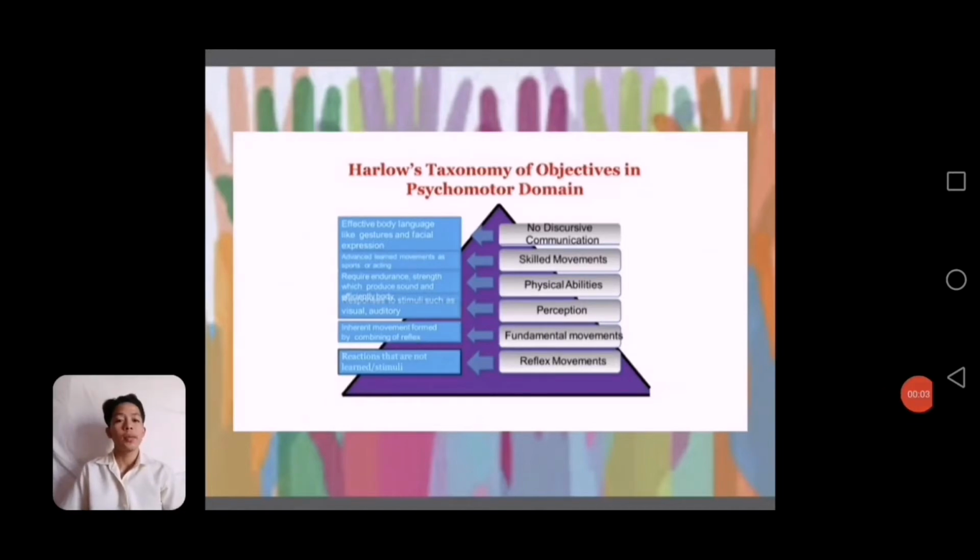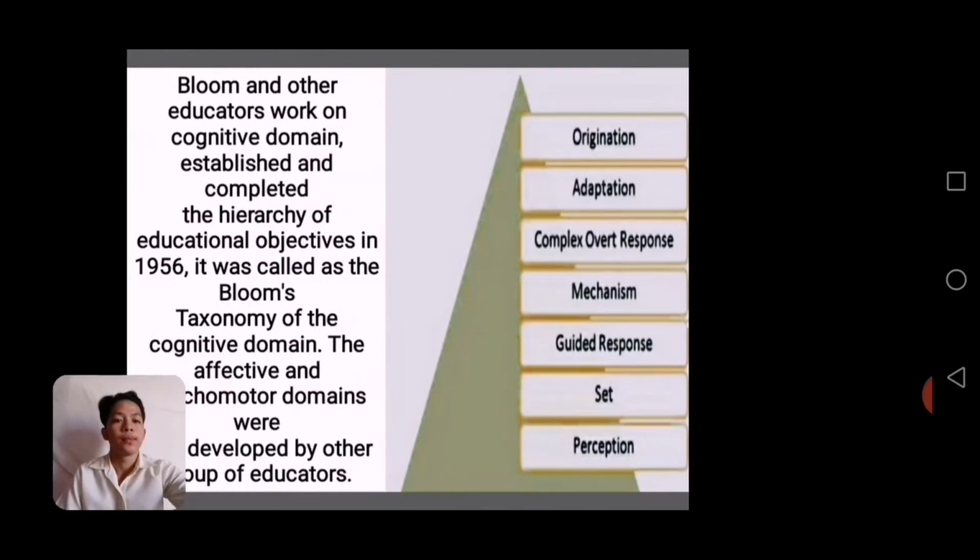Next, we have Harlow's taxonomy of objectives in psychomotor domain. The first level here is reflex movements, reactions that are not learned or stimuli. Fundamental movements, inherent movement formed by combining of reflex. Next one is perception, responses to stimuli such as visual, auditory. Next one is physical abilities, require endurance, strength, which produce sound and efficient body. Next one is skilled movements, advanced learned movement as sports or acting. And the last one is non-discursive communication, effective body language like gestures and facial expression.